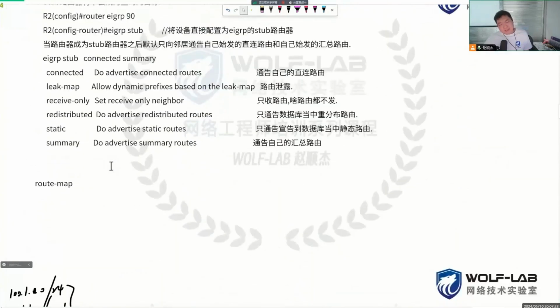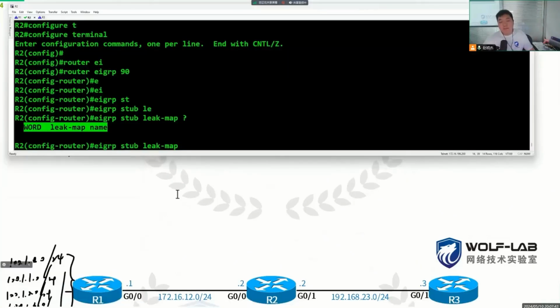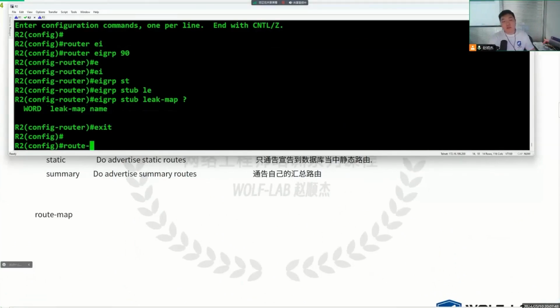Then our route map, we can use it for matching, setting attributes, and also for filtering. Its functions are very powerful. Let's first introduce how to use it. Students, how do we use it? We go to the router, route map, a mapping table for routing, a tool for routing matching.